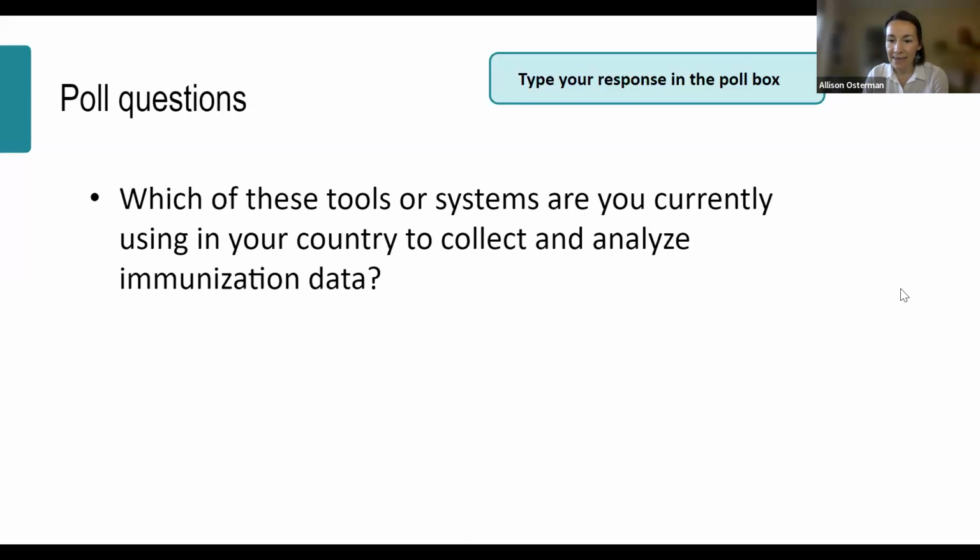Great, okay, and then the others look like they're not as commonly used, things like community-based information systems, that's great, I'm gonna talk more about CBIS, and geospatial, not as frequently used. Great, okay, well, thank you so much everyone for participating in the poll.